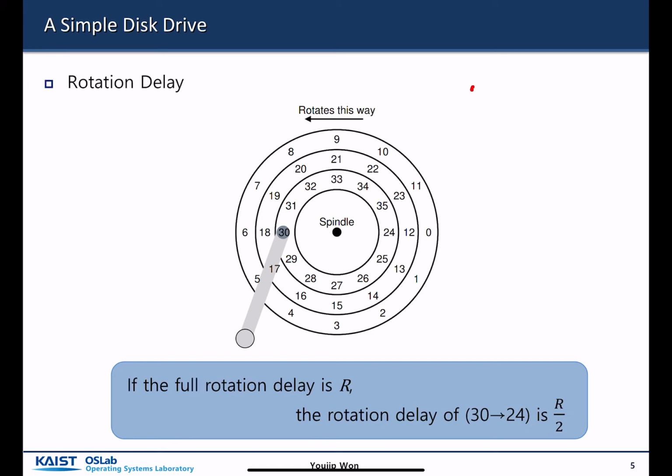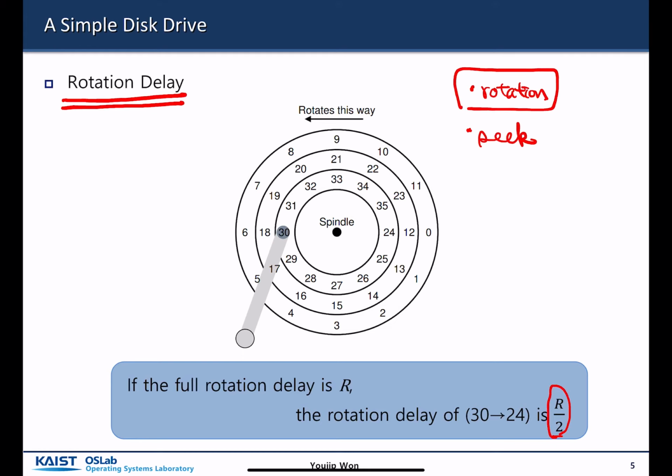So there is rotation and there is seek. Rotation is the act of rotating the disk platter, and the time to rotate the disk platter is called rotational delay. For the hard disk drive, if the full rotation takes about 8 milliseconds, then the average delay becomes half of the entire time to rotate the platter.